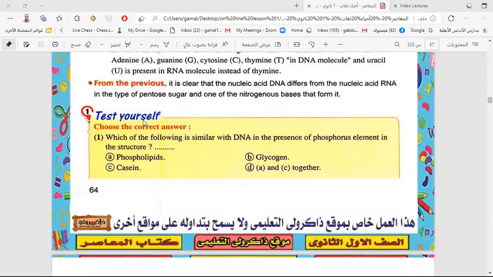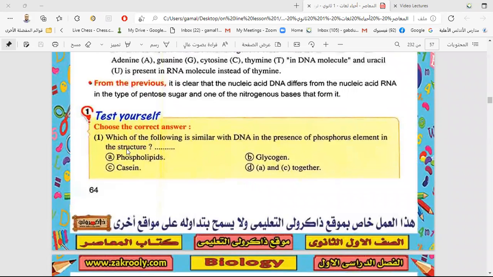Many differences between DNA and RNA. Look at this question. Which of the following is similar to DNA in the presence of a phosphorus element in the structure? Phospholipids, glycogen, casein, A and C. Of course, the answer will be A and C, because phospholipid has phosphorus element, and casein, the protein of milk, also has a phosphorus element.